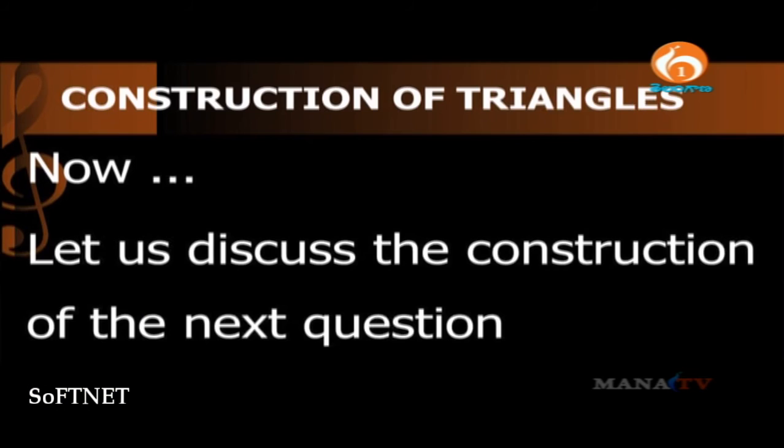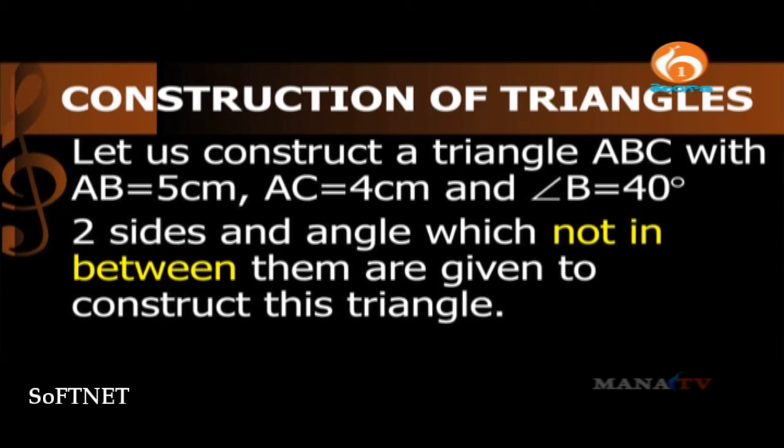Till now we have discussed how to construct a triangle when 2 of its sides and angle included between them are given. Now we are going to discuss how to construct a triangle when 2 of its sides and an angle which is not included in between them are given. Let us discuss the construction of the next question. Let us construct a triangle ABC with AB is equal to 5 centimeters, AC is equal to 4 centimeters and angle B is equal to 40 degrees. In this, clearly we can see that two sides and angle which is not in between them are given to construct this triangle.